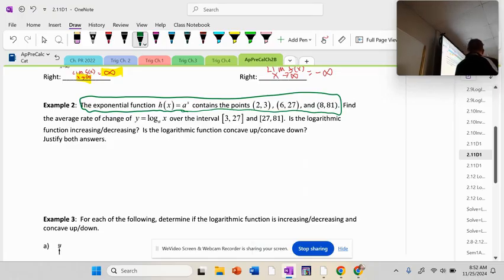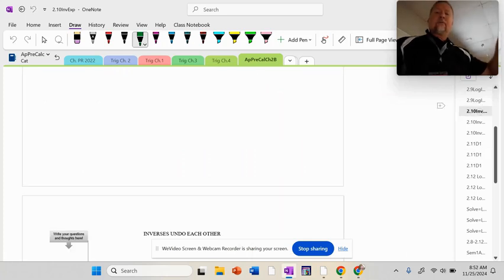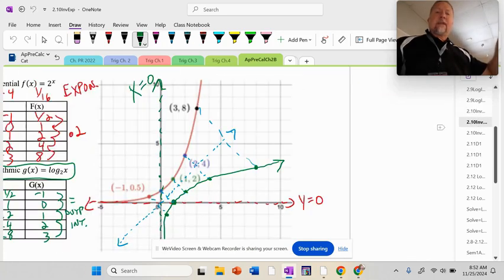All right, and then they say the log. So it's the log based off of this exponential. Bases are the same. Have the points 3, 27, 27, 81. Here's what they're trying to get you to get. And I'm just going to go back to our notes from last Friday.